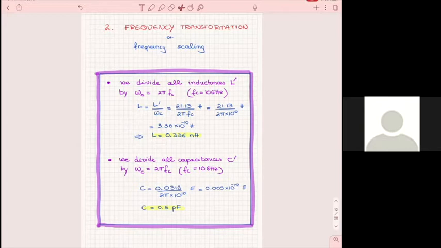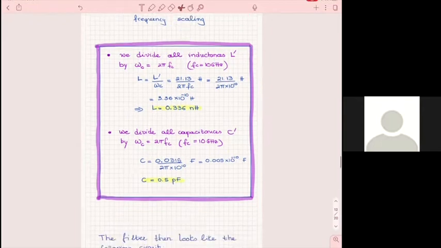Okay, so you only have to do frequency scaling in those elements, not the resistors, don't touch them. So L, what do you do for all of the inductors? You divide them by frequency. And what do you do for all the capacitors? You also divide them by frequency. All right, so again, when it comes to impedances, we multiply the inductive stages, and we divide the capacitive. When it comes to frequency, we divide both.